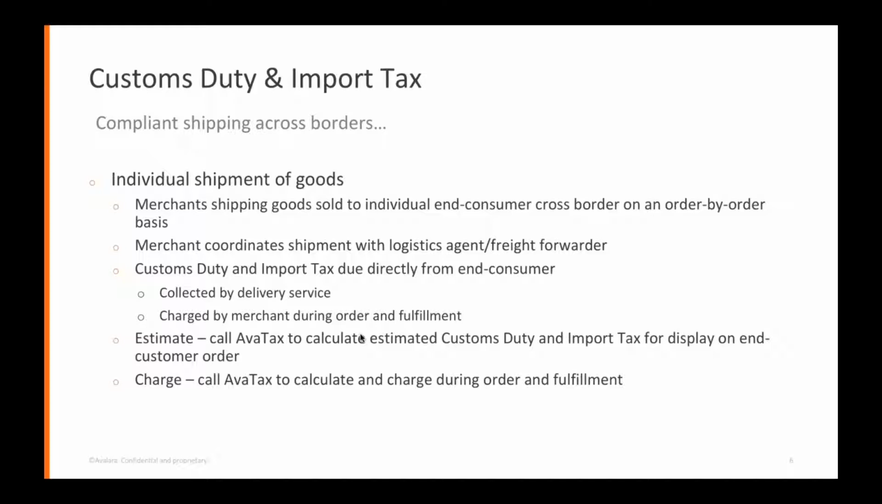Part of that process is the merchant will be coordinating a shipment with a logistics agent or freight forwarder to get it across and through customs in the other country. But what the AvaTax service will allow you to do is, at the time that you're generating the estimate, the quote, or the order, call the AvaTax service and provide us information about that shipment of goods, including an HS code or harmonized system code that will identify specifically the type of product.